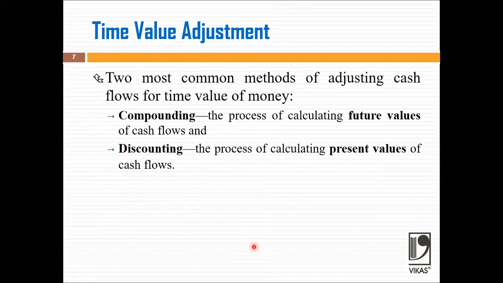Right. Time value adjustment. The two most common methods of adjusting cash flows for time value of money are compounding and discounting. Compounding means that you put 100 rupees in the bank, and after 1 year you will get 110 rupees because of 10% interest.